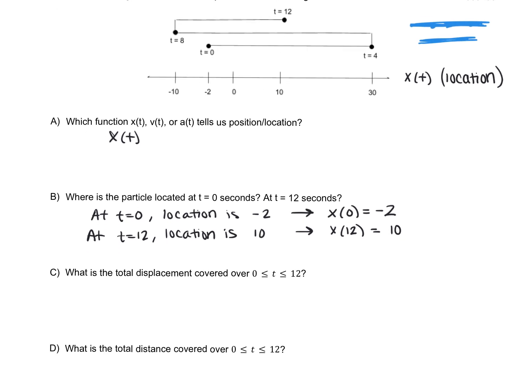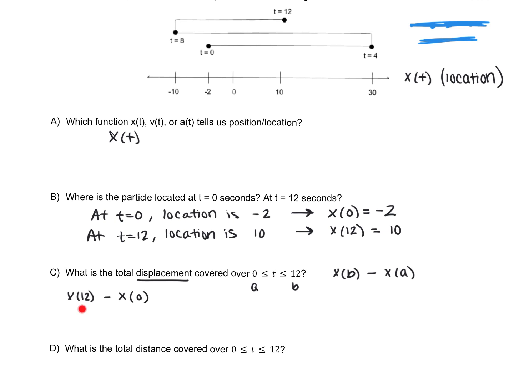So part C, what is the displacement covered from 0 to 12? So remember, displacement is how far away you are from the starting value when you end. So the formula, this is your A and this is your B. They're giving you an interval from 0 seconds to 12 seconds. The formal definition is x of B minus x of A. So since B is 12, we would subtract x of 12 minus x of 0.